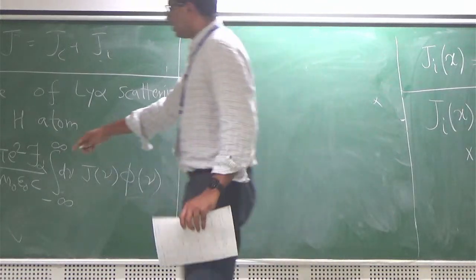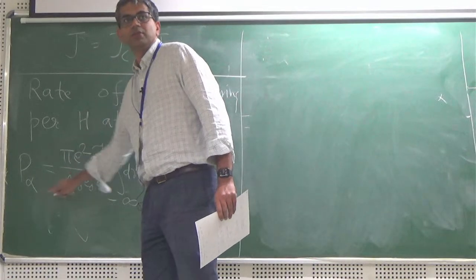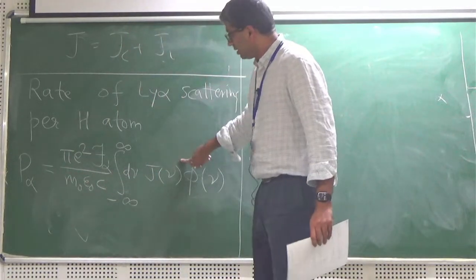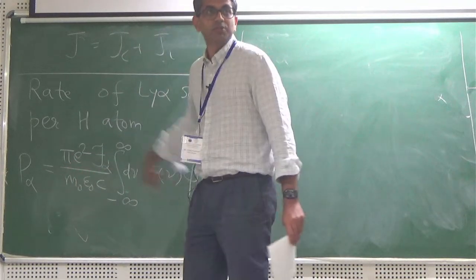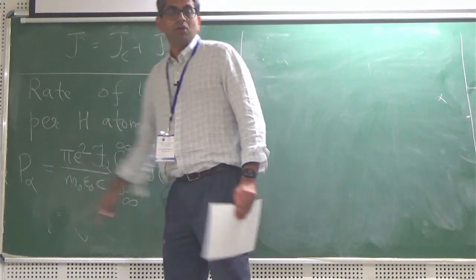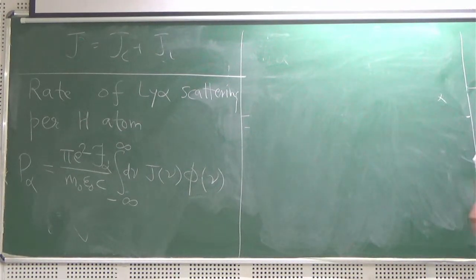So this P alpha now tells us we have taken one more step closer to getting our S alpha and T alpha, which is once we have J, we now know the probability per atom, where hydrogen number density here, of interaction with hydrogen. Sorry, m0 is the mass of the hydrogen atom.